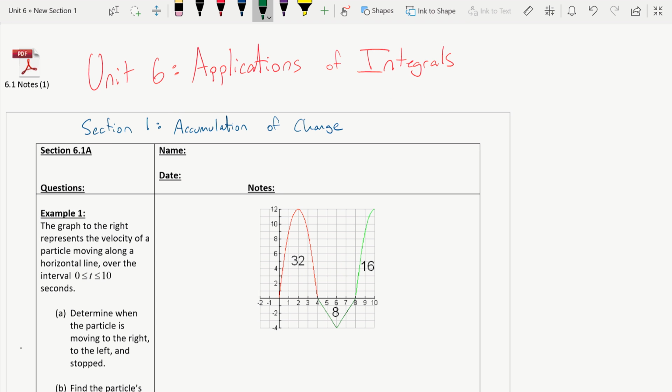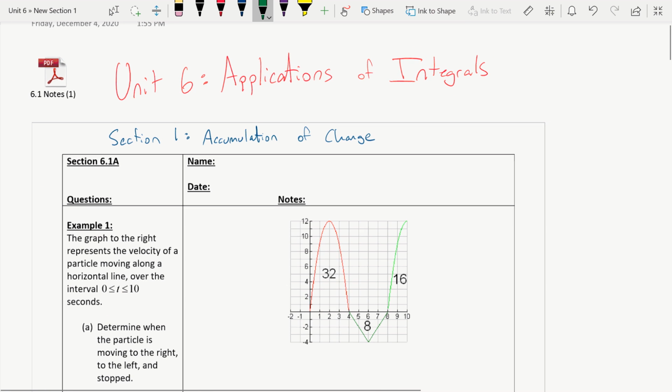Hey everyone, in this video we're going to start Unit 6, which is all about using integrals in applications. Specifically in Section 1 we're going to be looking at accumulation of change. We're going to be using integrals to total up how much something changed. You may remember we did this a little bit back when we introduced the fundamental theorem of calculus, back at the end of Unit 4.